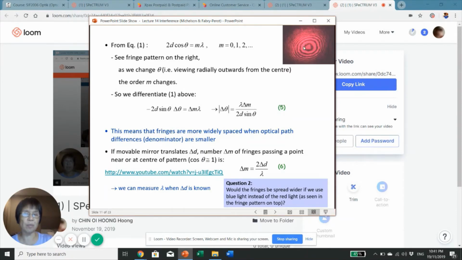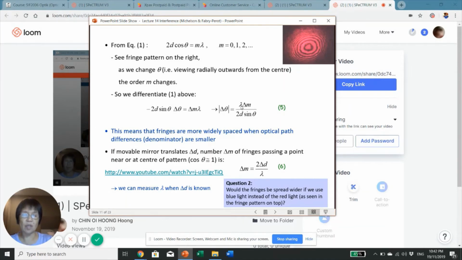So if you shift from one position to the next, that delta m would just be 1, divided by 2d sine theta. Now this delta theta, meaning that if you want the fringe to be wider, to be spread wider, then we would want the numerator value to be higher, but we are talking about the shift of just one order. And if this number here is smaller, that would mean that delta theta will be larger.